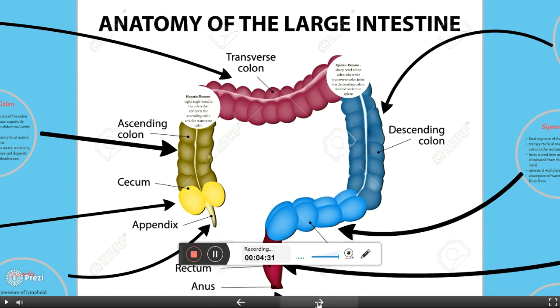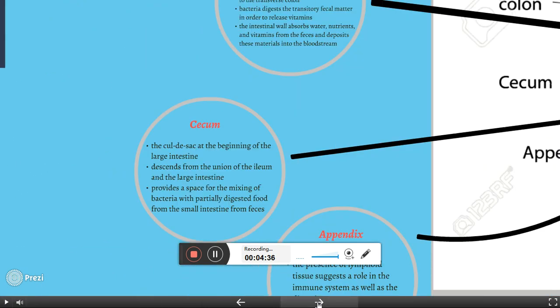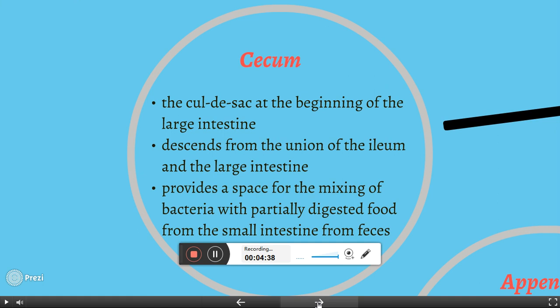Next, we have the cecum, which is shown in yellow. The cecum is the cul-de-sac at the beginning of the large intestine. It descends from the union of the ileum and the large intestine. It provides a space for the mixing of bacteria with partially digested food from the small intestine to form feces. It is a short, pouch-like region between the ascending colon and appendix, located in the lower right quadrant of the abdominal cavity, inferior to the ileum.